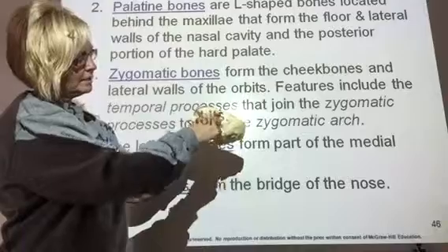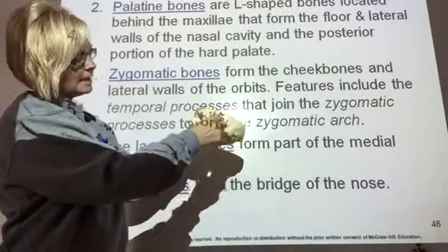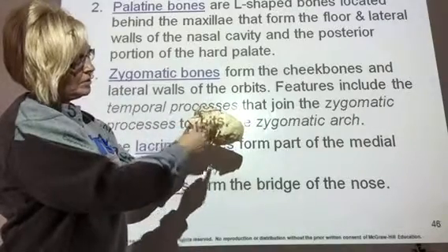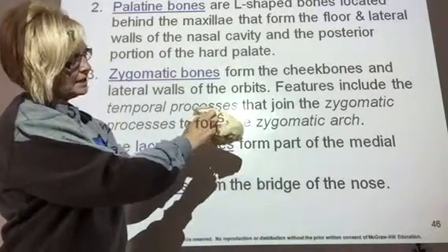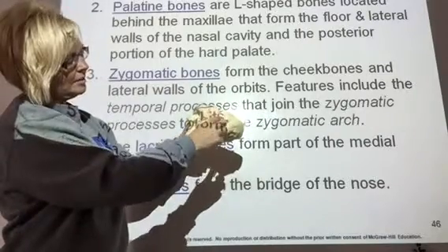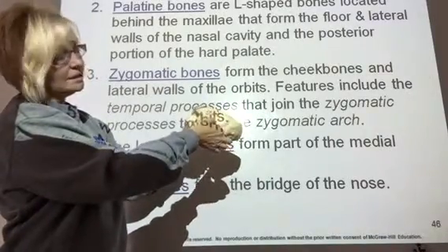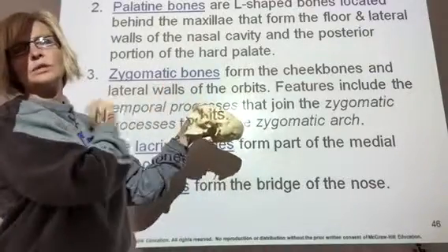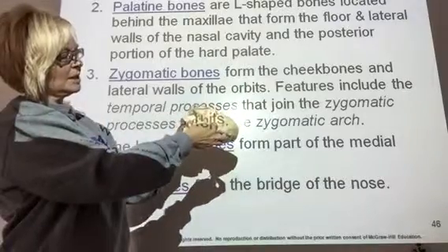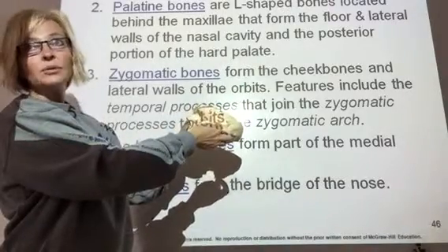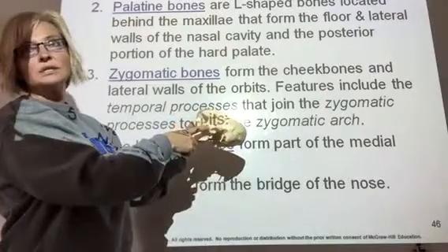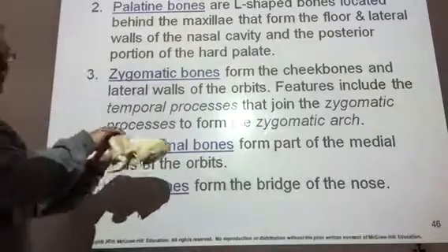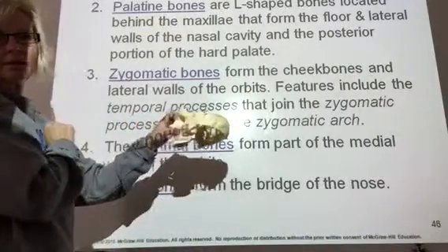The temporal bone sits here. They attach right about here. So on my zygomatic bone, this part is called the temporal process. On my temporal bone, this is called the zygomatic process because it tells what it's going to attach to. The zygomatic process on the temporal bone will attach to the zygomatic bone. And that's going to form this whole part here, the zygomatic arch.